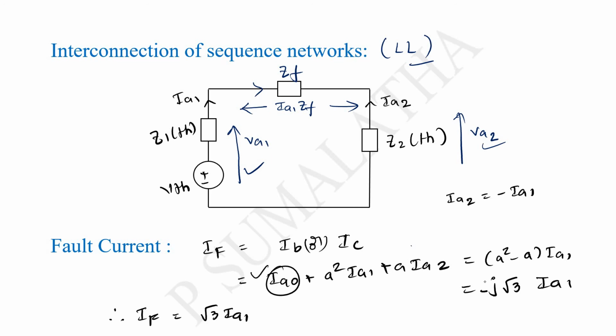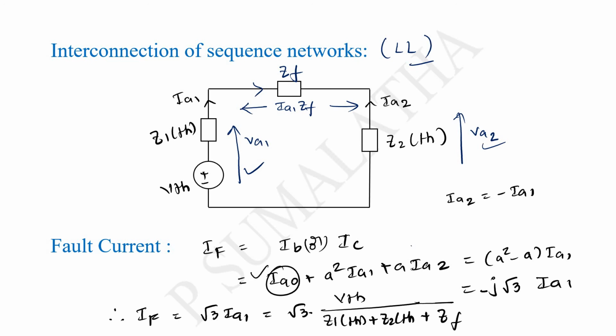What is the current Ia1 here? Ia1 is the total current. You can represent it as Thevenin's voltage divided by the summation of all the Thevenin's impedances, that is Z1 Thevenin plus Z2 Thevenin plus ZF, the fault impedance. So this is how you can find out the fault current in case of an unsymmetrical fault in the power system.